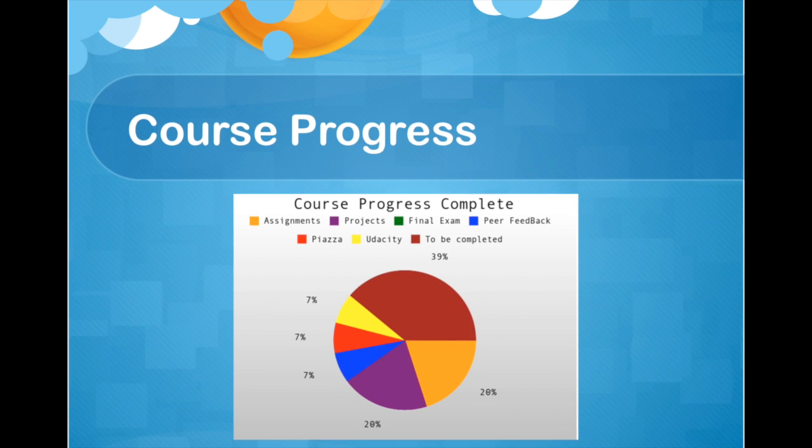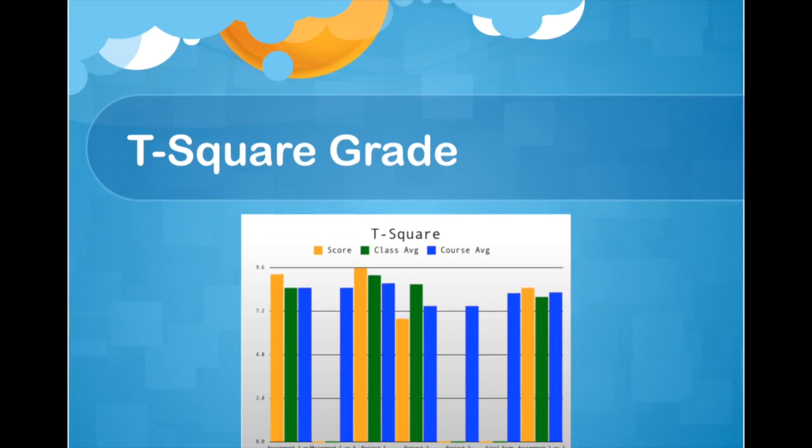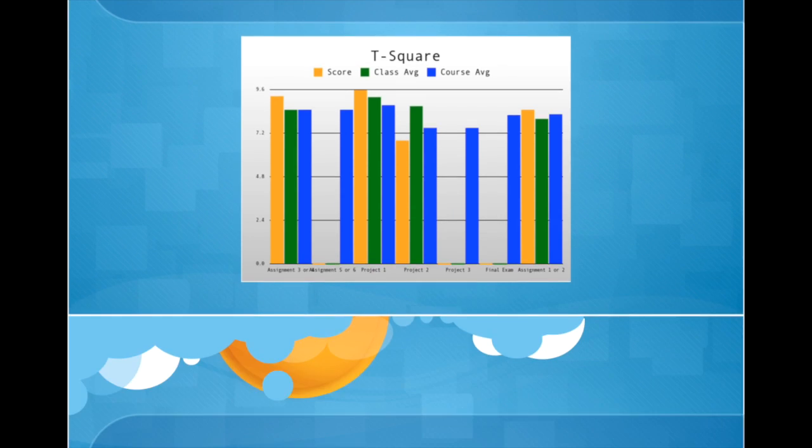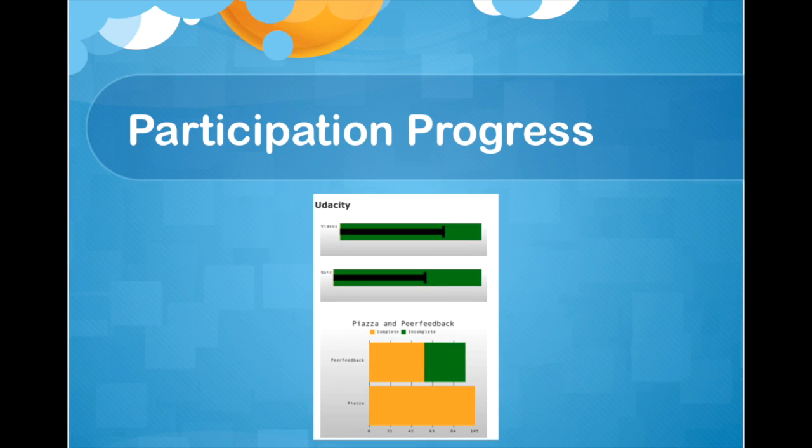As the semester progresses, the course complete pie chart shows what has been completed and how much has been left. This is based on what the student has completed at that time of the week. The T-square grade shows how the student performed in the course. It shows the class and course average to show relative performance.